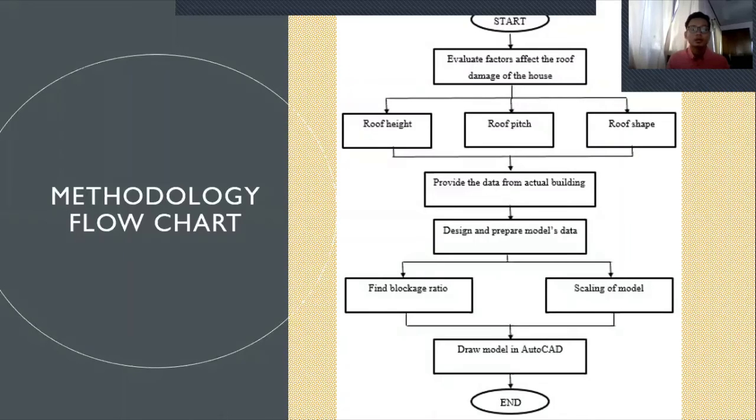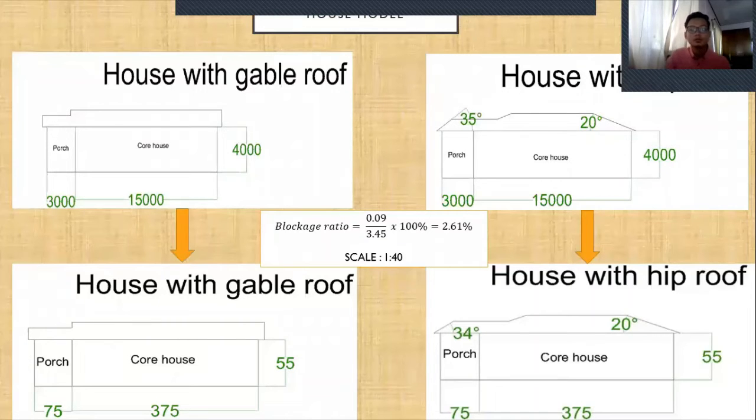From the blockage ratio, I find the scaling of the model. As can be seen here, this is the actual house and this is the model house. The scale between the actual house and the model house is 1 to 40. And the blockage ratio from the formula, I get 2.61%.